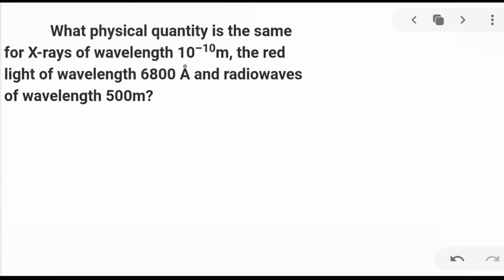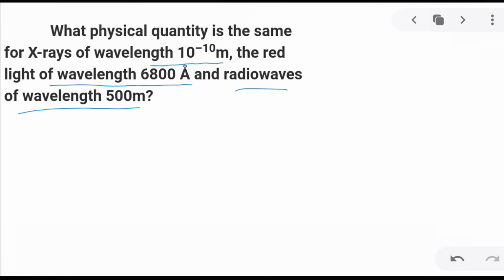Hello everyone. So in this video we are going to discuss a few NCERT questions from the chapter Electromagnetic Waves. Okay. So the first question is question number 8.3. What physical quantity is the same for X-rays of wavelength 10 power minus 10 meter, the red light of wavelength 6800 angstrom, and radio waves of wavelength 500 nanometer?